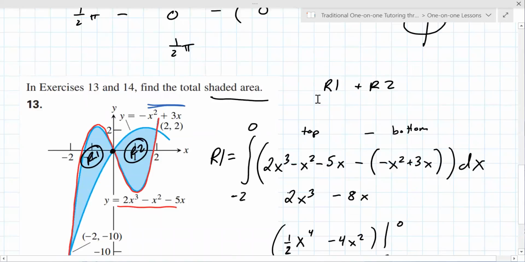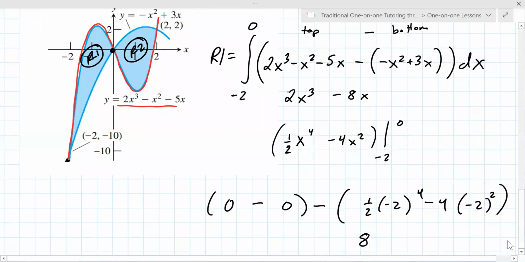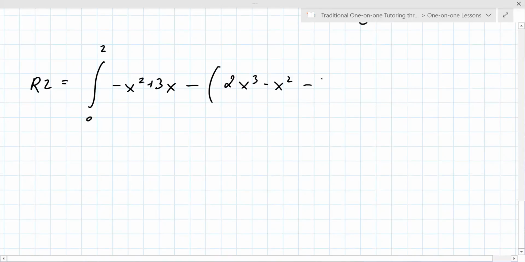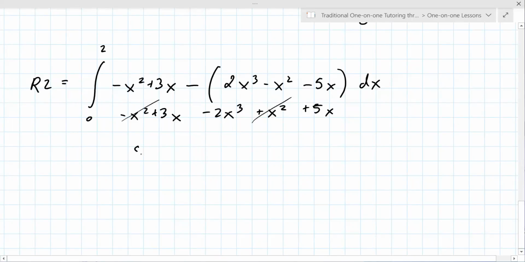That's only half the problem here. We got to go to region 2. Region 2 is from 0 to 2, and it just switches the order of the integration. I'm kind of limited on my screen here, so I apologize if you can't see all that. It's the integral from 0 to 2, and your top function this time is minus x squared plus 3x, minus parentheses 2x cubed minus x squared minus 5x, dx. So we got minus x squared plus 3x minus 2x cubed plus x squared plus 5x. Again, those x squareds cancel, and you get 8x minus 2x cubed.